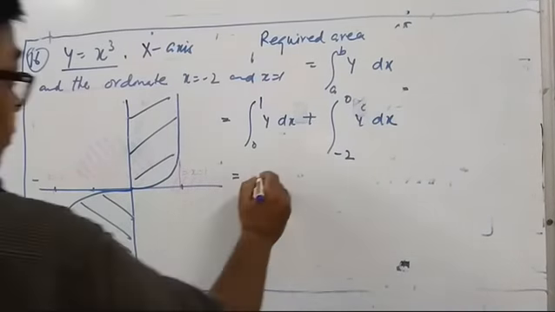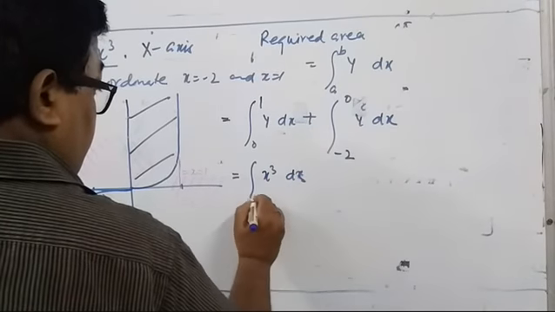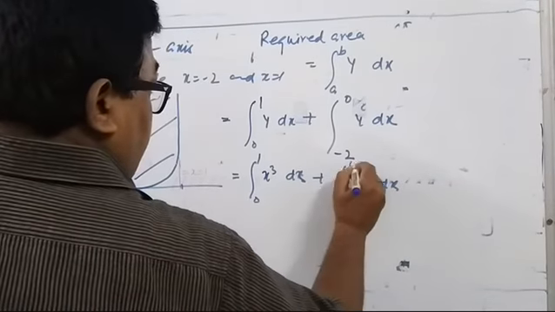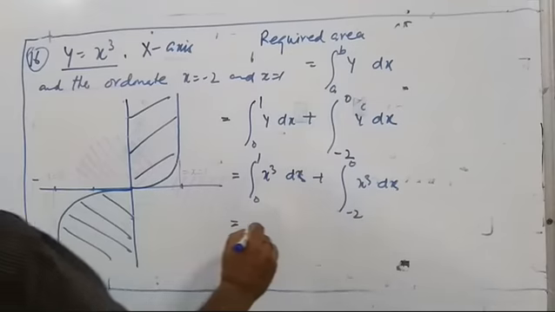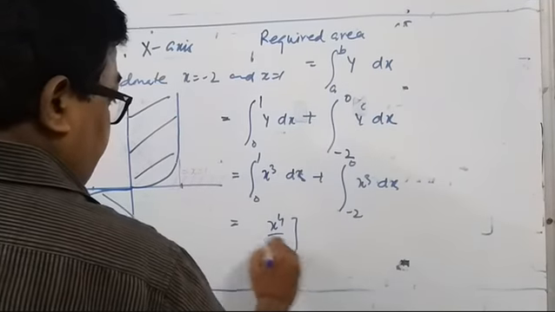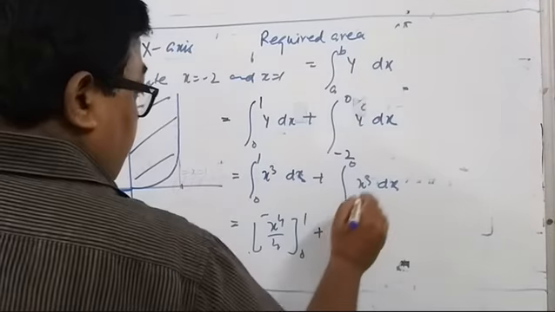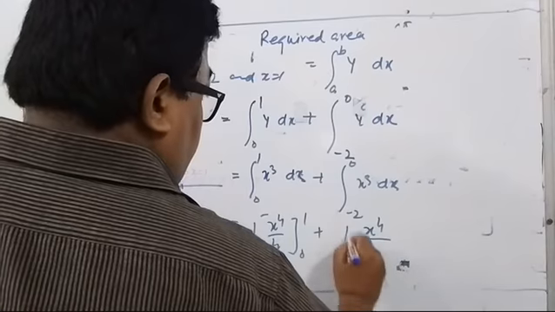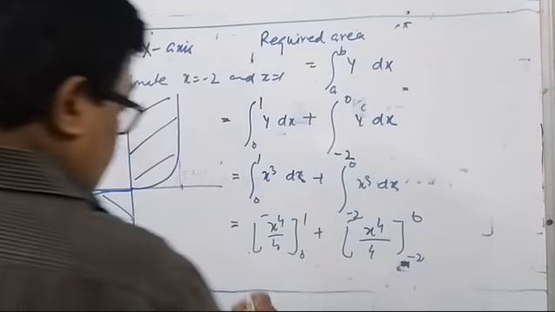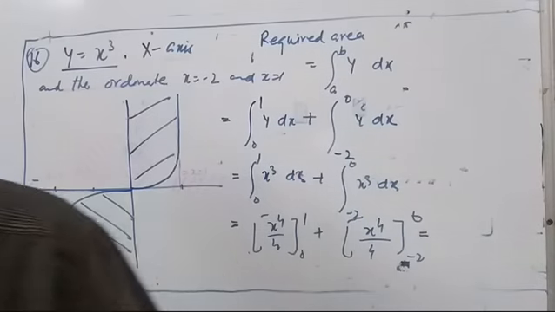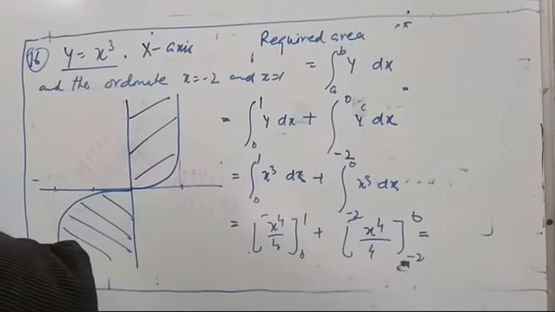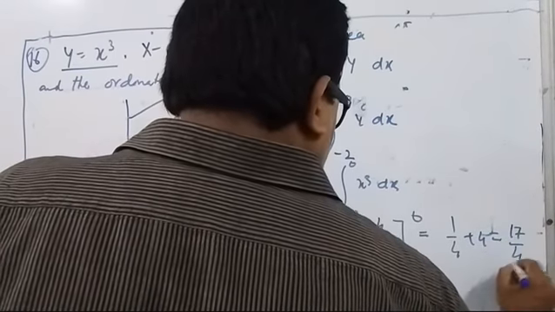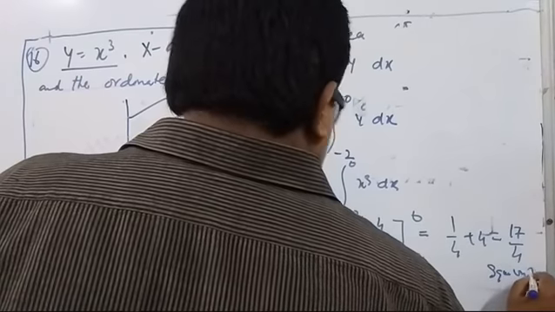It is x cube dx, and the value is x to the power 4 by 4 from 0 to 1, and again x to the power 4 by 4 from minus 2 to 0. After calculation, this is 1 by 4 plus 4, finally 17 by 4 square unit.